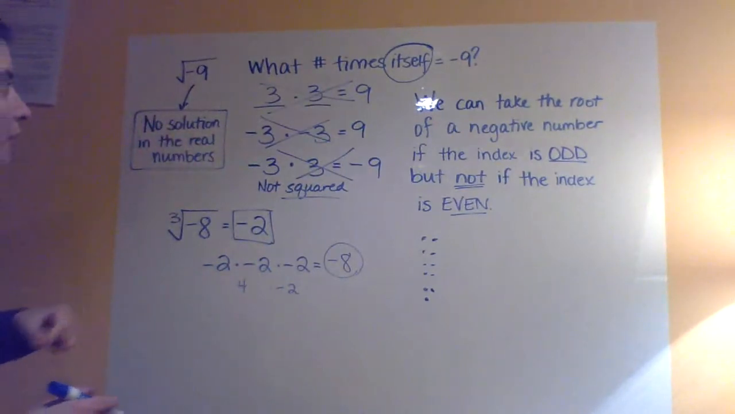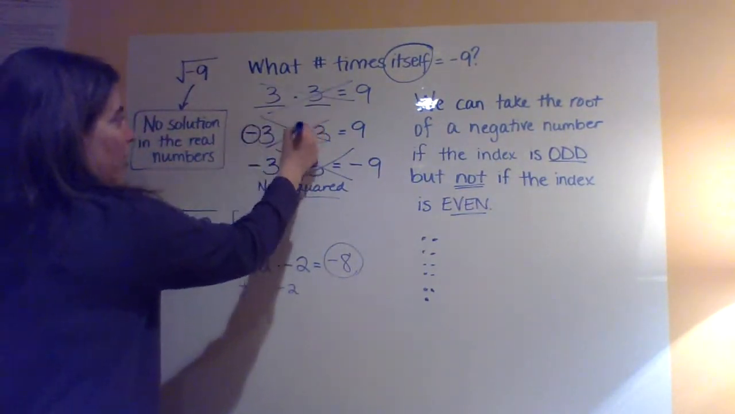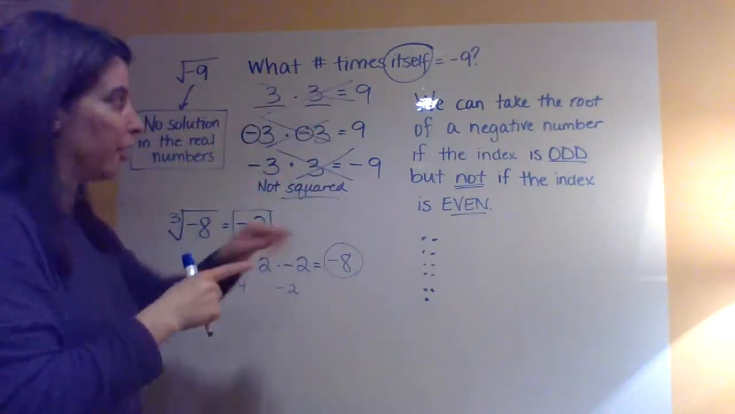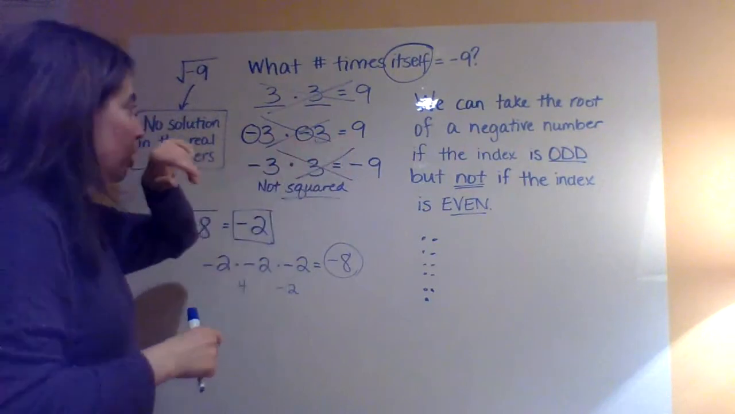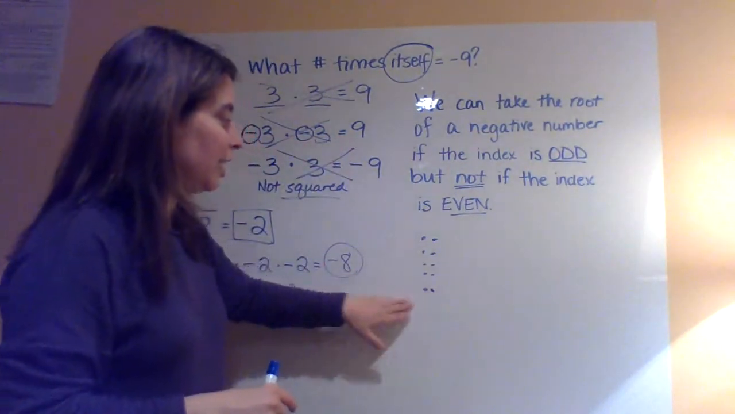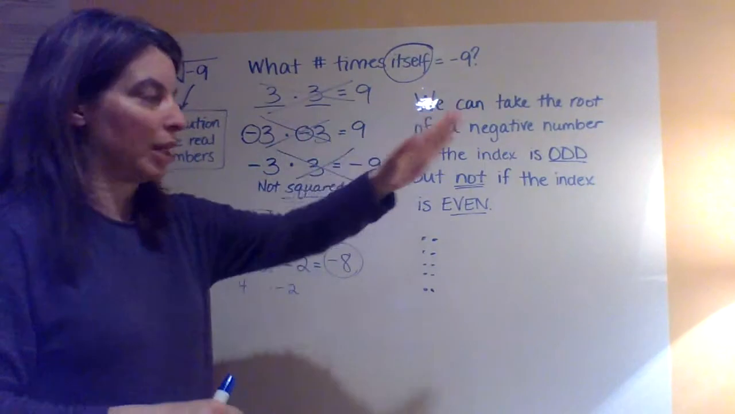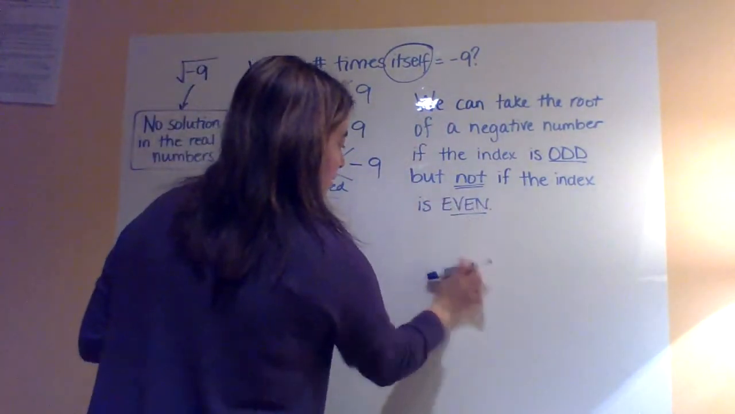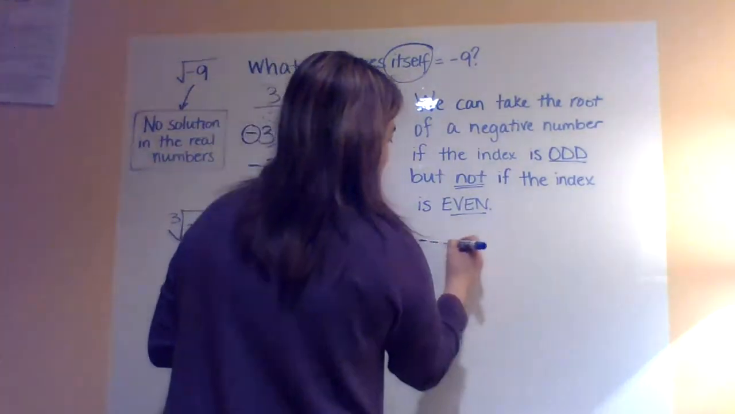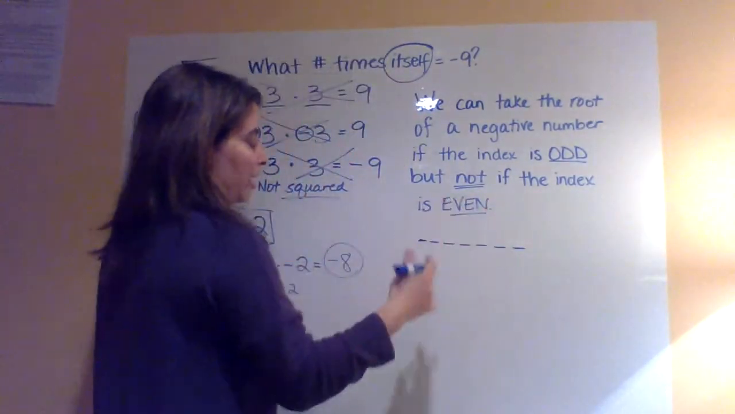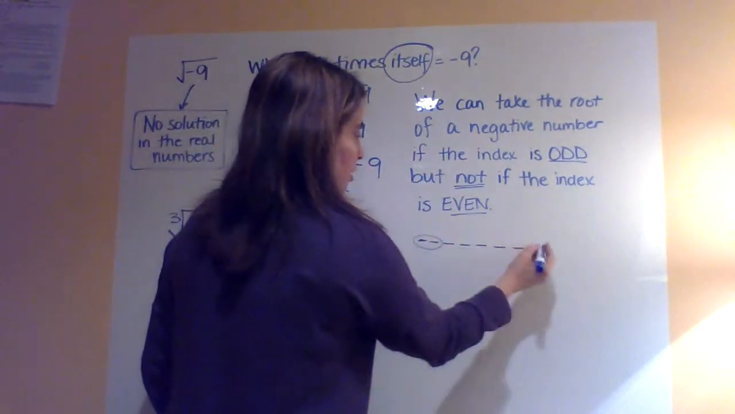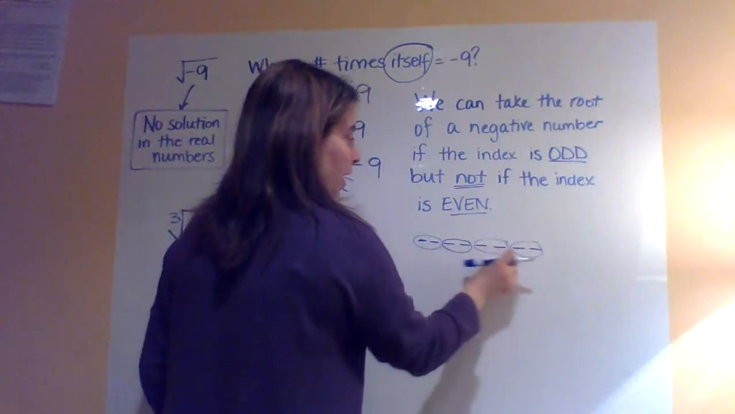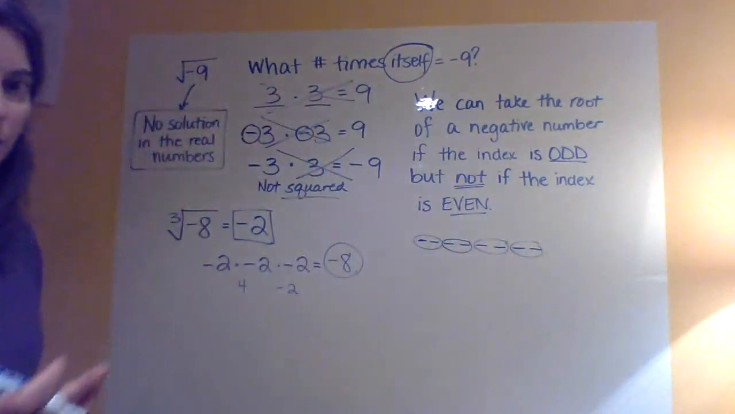Well, what happens when I have a pair of negative numbers? Every time I have 2 negatives that I'm multiplying, they come together to make a positive. So if I have an even index, an even number of times that I'm going to be multiplying that negative number by itself, so let's write it this way, okay? These are all negative signs. I'm multiplying all these together. So these 2 make a positive, positive, positive, positive. I'm multiplying all positives together. My answer is always going to be positive.